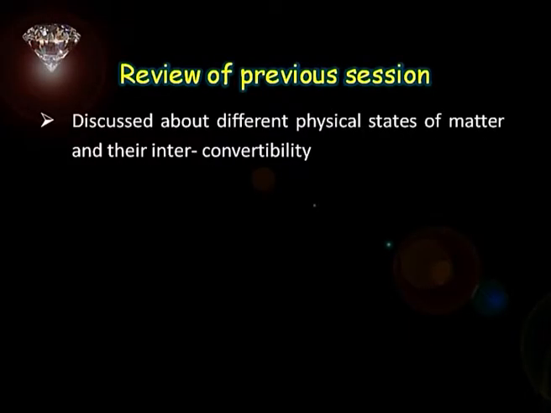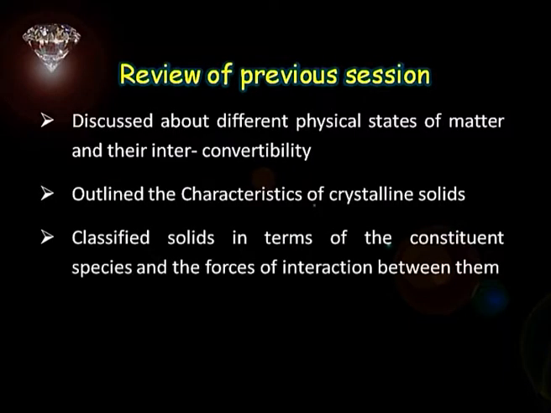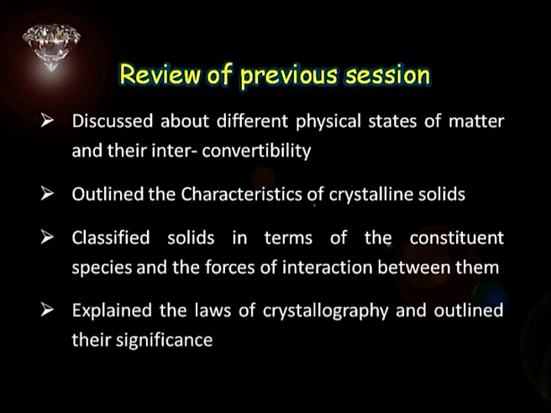Let's make a beginning by recalling what we did in the previous session. In the previous session, we discussed the different physical states of matter and their interconvertibility. That's how we began, and we talked about solid state as one of the states of matter. Thereafter, we outlined the characteristics of crystalline solids, followed by the classification of the solids in terms of the species which constitute them and the forces of interaction between them. This was followed by a general explanation of the laws of crystallography, and we did try to outline the significance of each one of them, that is Steno's law and then thereafter Hauy's law.